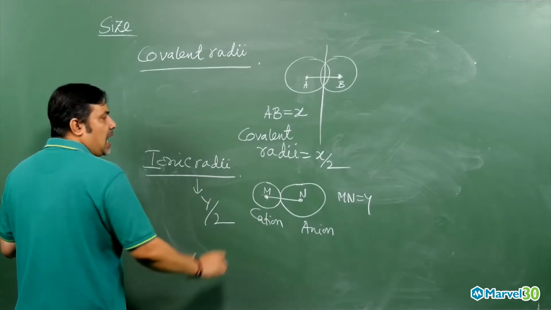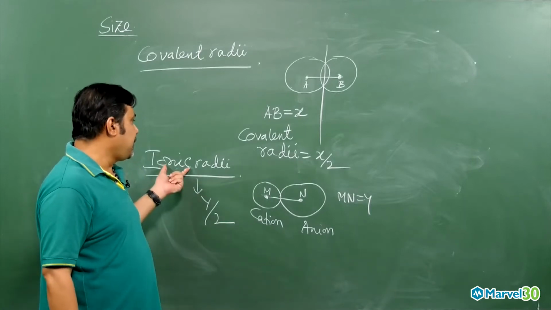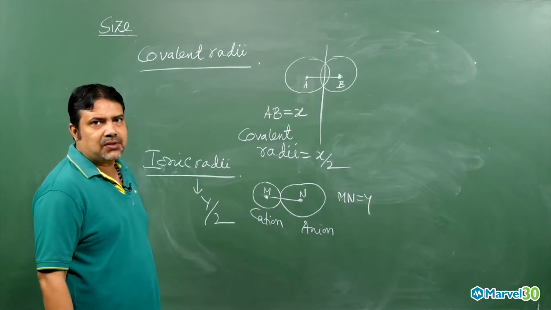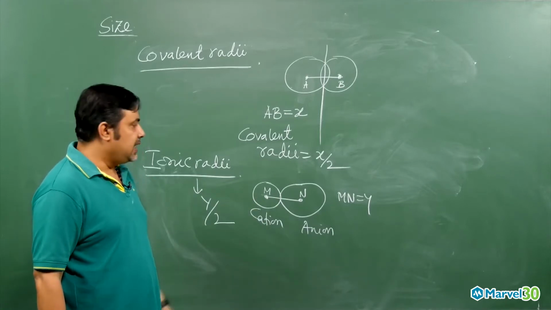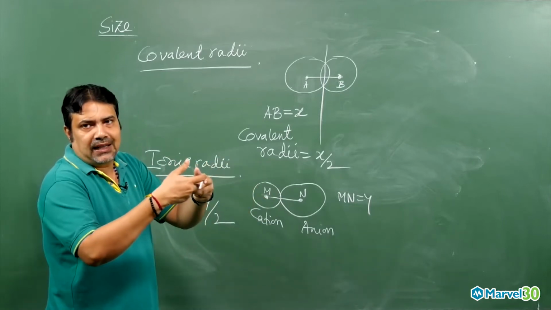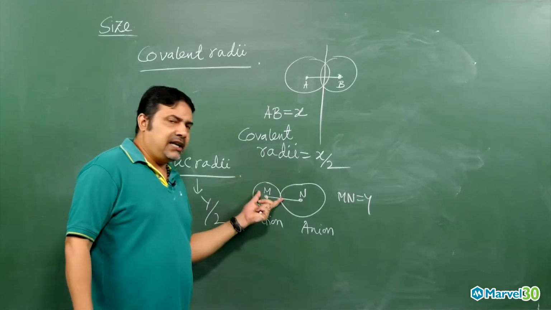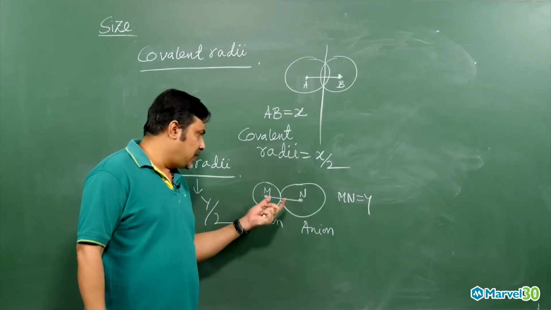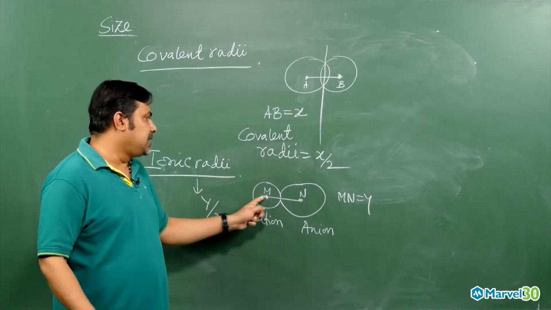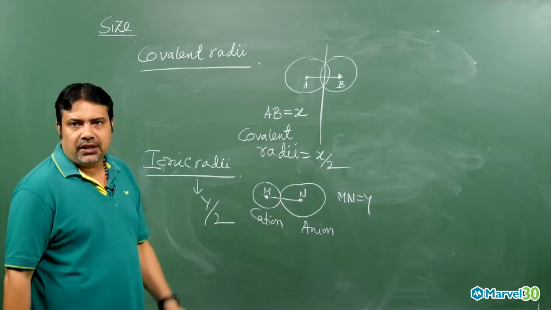y by 2. Half of the distance between the cation and anion which are forming the bond is called the ionic radius. Two ions means they are touching each other, not overlapping. In a covalent bond there is sharing of electrons, whereas in an ionic bond there is complete transfer of electrons. That is why the cation and anion just touch each other. Half of the internuclear distance of the cation and anion is the ionic radius.